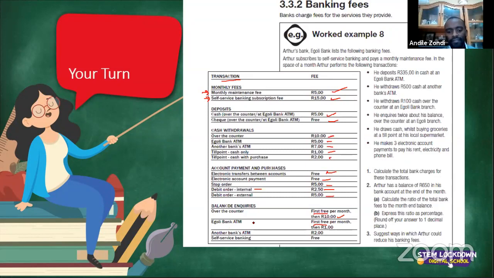If you basically want to know how much you have in the account using the ATM, the first one is free for the month, and then you'll be paying 1 rand thereafter.